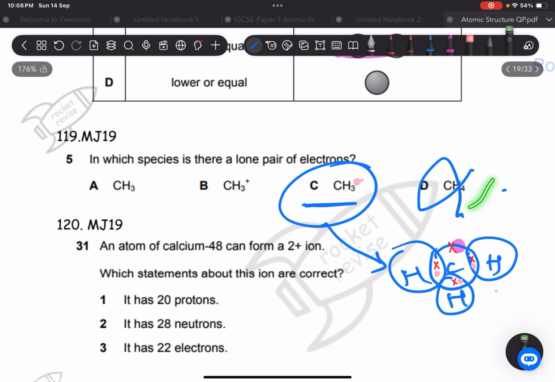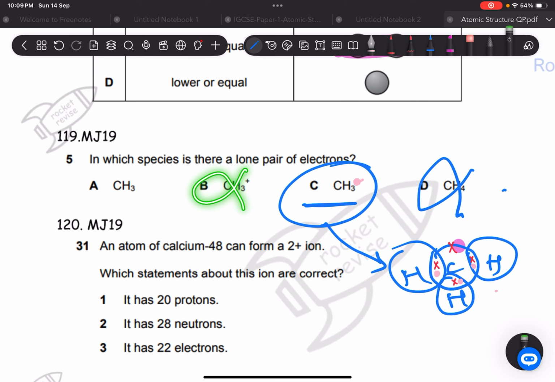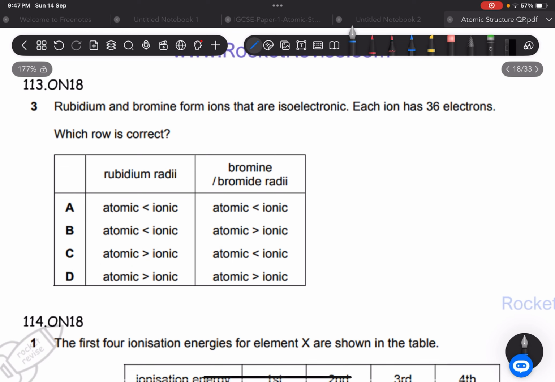For methane, we don't have a CH3 plus. We basically have a hydrogen that does not have its own electrons. So in that case, that has nothing to do with a lone pair. And in CH3 as well, there is only 1 electron. There's not a lone pair.